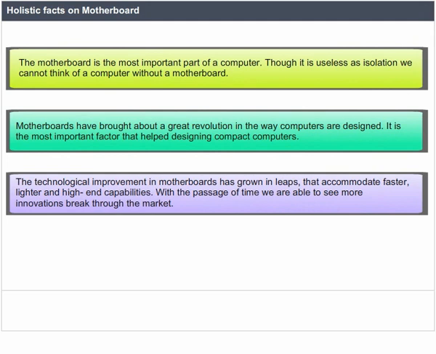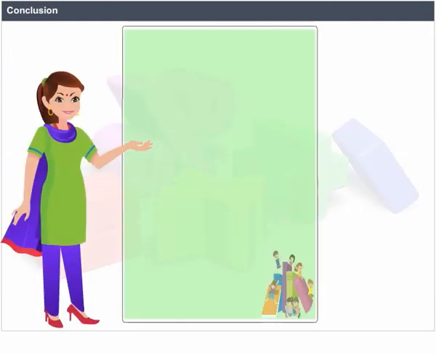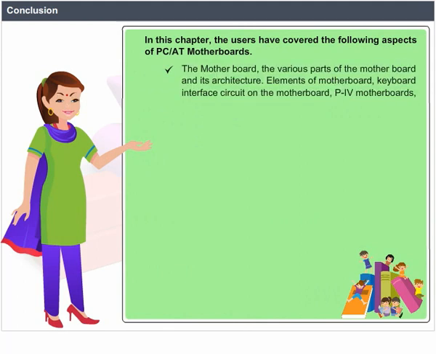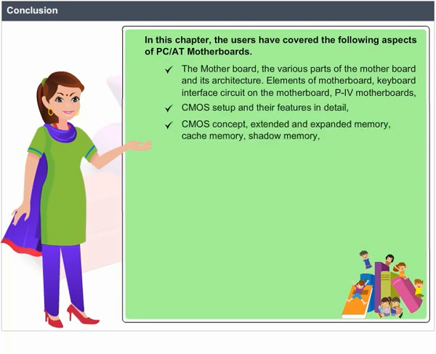Conclusion. In this chapter, the users are covered the following aspects of PC AT motherboards: the motherboard, the various parts of the motherboard and its architecture, the elements of motherboard, keyboard interface circuit on the motherboard, P4 motherboards, CMOS setup and their features in detail, CMOS concept, extended and expanded memory, cache memory, shadow memory, different types of memory such as EDO RAM, SD-RAM, RD-RAM, DDR-RAM, etc.